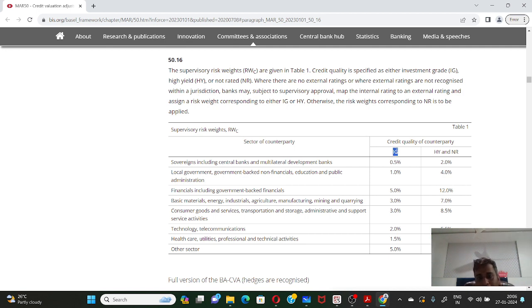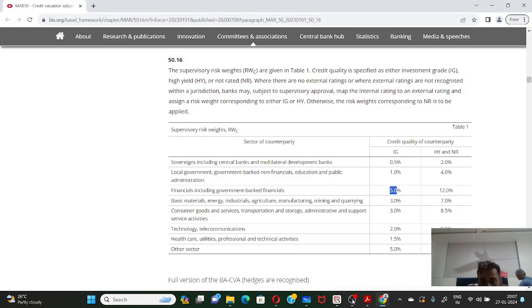So if the counterparty is RBI, a sovereign central bank which is high yield, then the credit quality risk weight will be 2%. This is the risk weight that will be used. If it is financials, including government backed financials, say JP Morgan and Goldman Sachs, which are investment grade, then we use 5%.